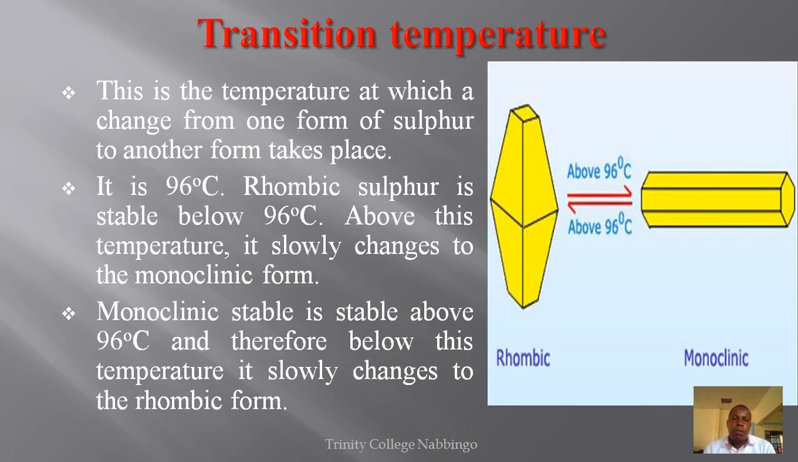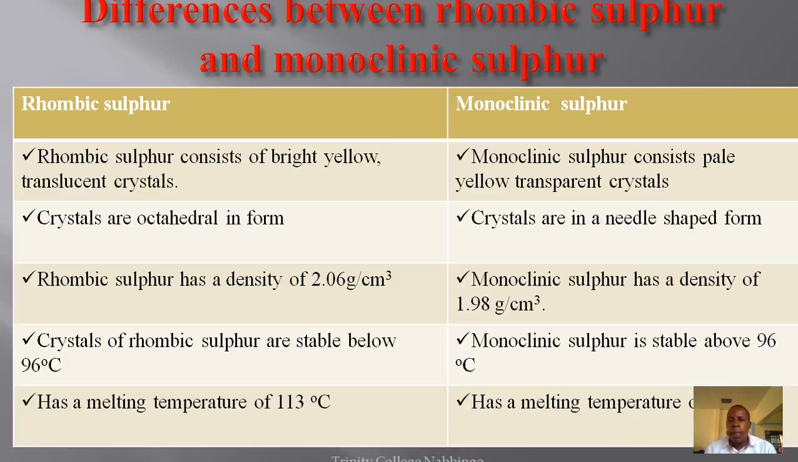Then there's what we call the transition temperature. What is transition temperature? This is the temperature at which we change from one form of sulfur to another. And this temperature is 96 degrees Celsius. Rhombic sulfur is stable below 96, like we have already seen, and monoclinic is stable at a temperature above 96. That means if I wanted to convert rhombic into monoclinic, I just increase the temperature above 96, it will transform. And likewise, if I had monoclinic and I want to change it to rhombic, I just reduce the temperature below 96. So that's what it means by transition temperature, the temperature at which one form of sulfur changes into another.